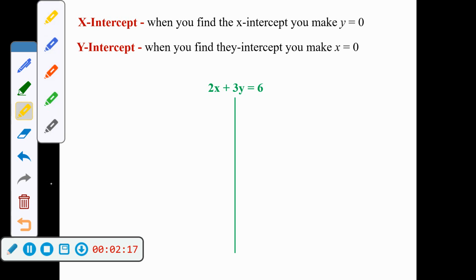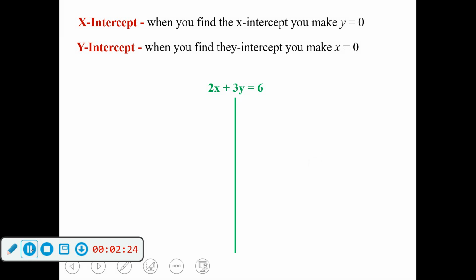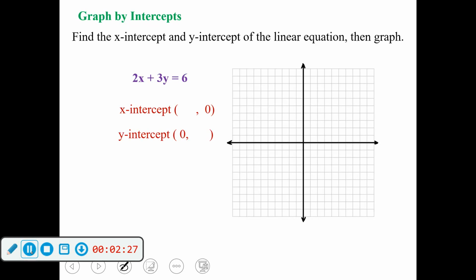Okay, let's come back here now. And you can see that if I go through and show the steps, step by step, when we did this problem, we came up with an answer of 3 for the x-intercept and 2 for the y-intercept. So how do I graph that?